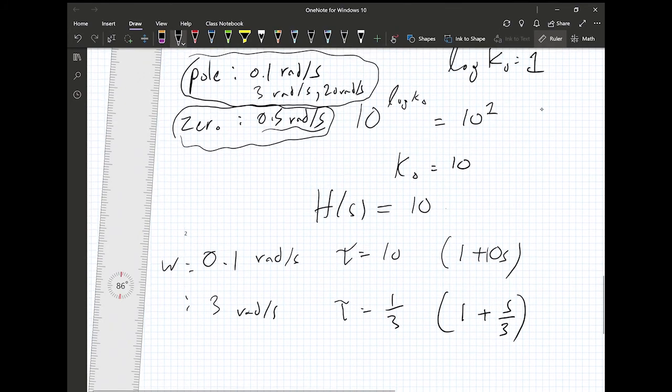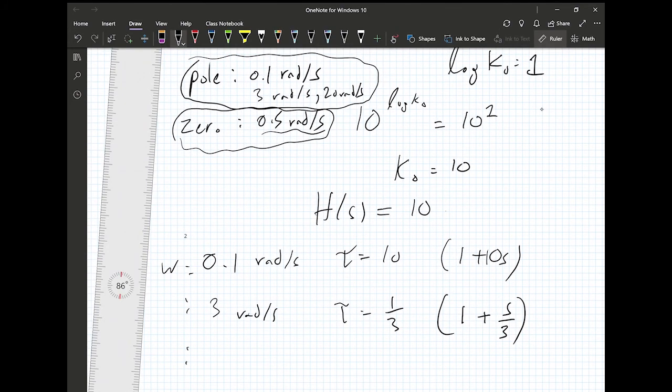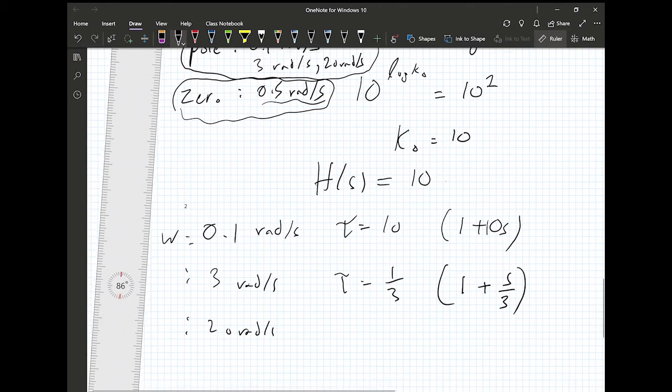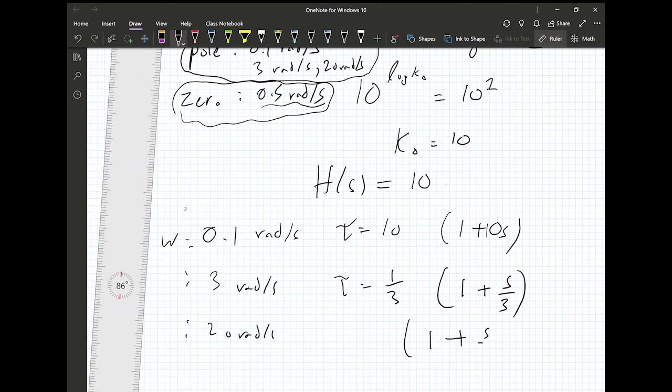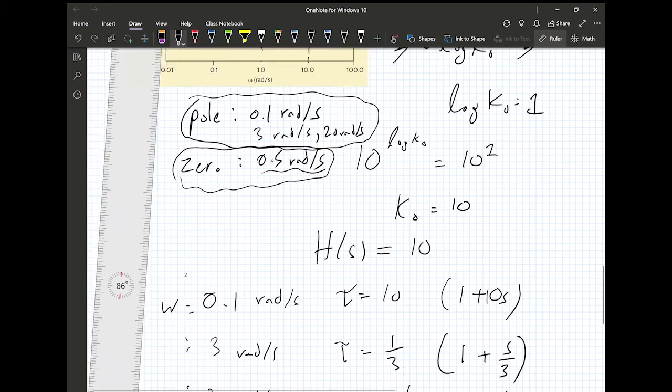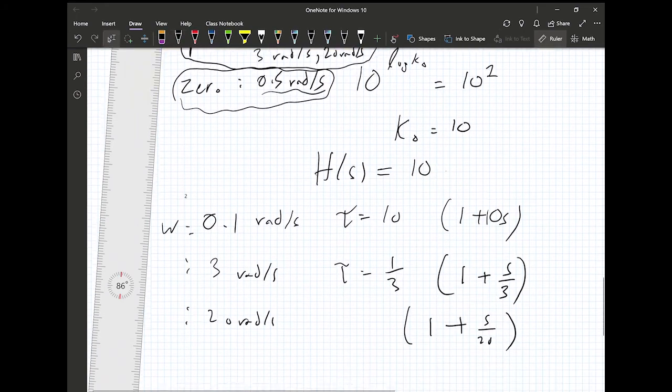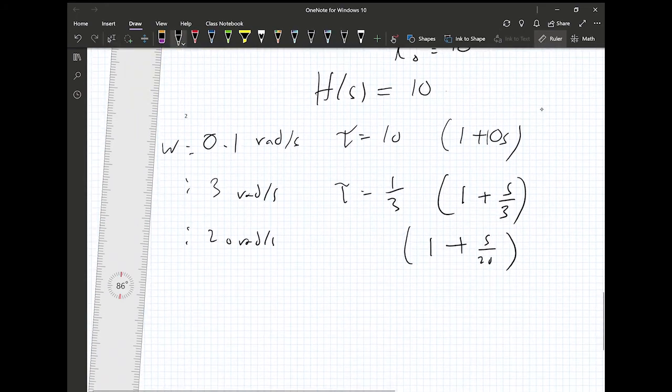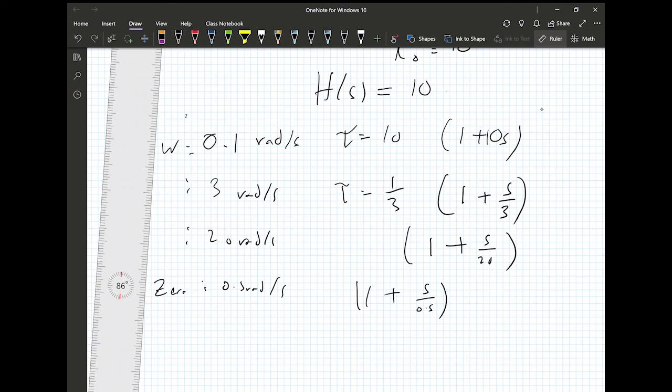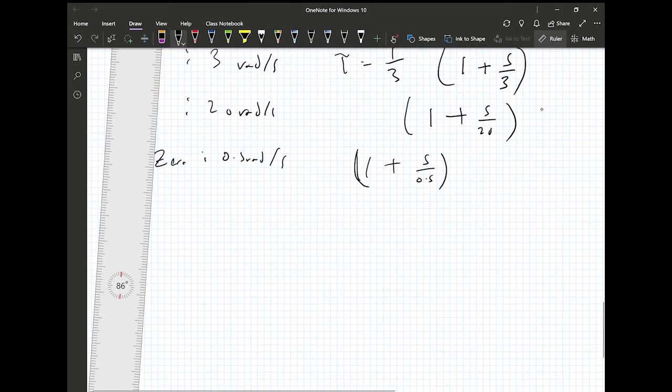And then there's a pole at 20. So this is going to be a pole of 1 plus s over 20. Okay. And then there's a 0 at 0.5 rads per second. So this is going to be a 0 of 1 plus s over 0.5, which is going to be 1 plus 2s.